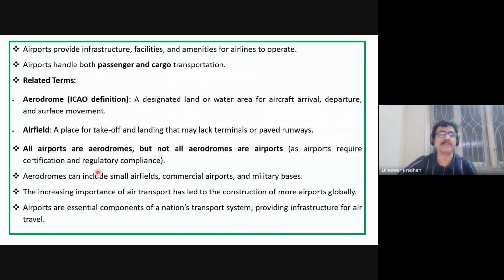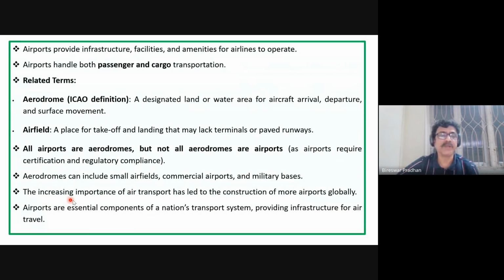All airports, the crucial term, all airports are aerodromes, but not all aerodromes are airports. And here with the definition, it is also differentiated. An airport requires certification and regulatory compliance, while an aerodrome may not need any certification. Aerodromes can include small commercial airports and military bases.